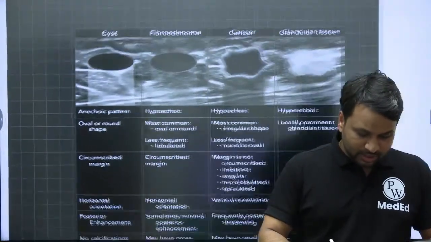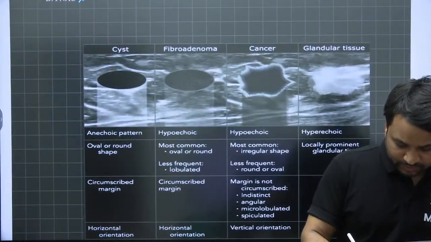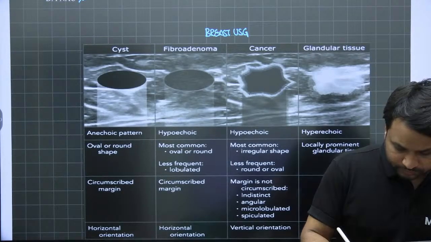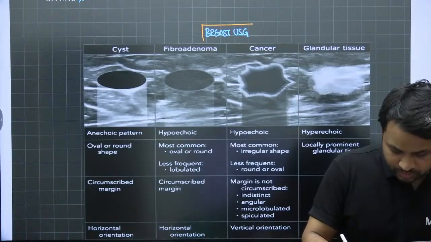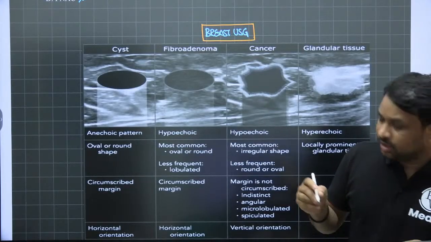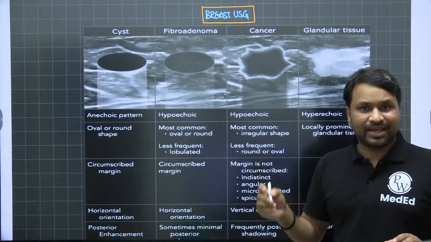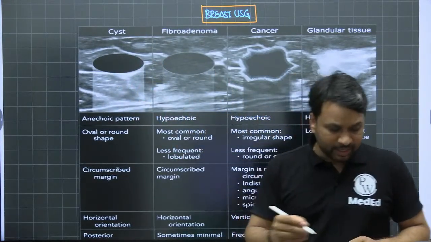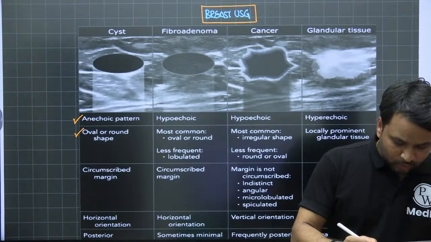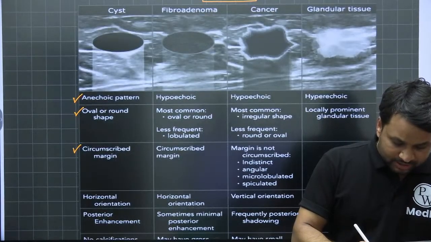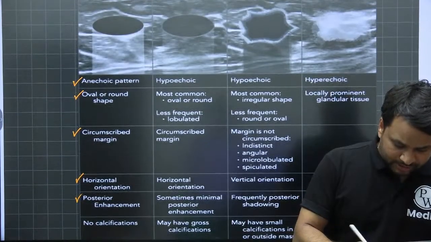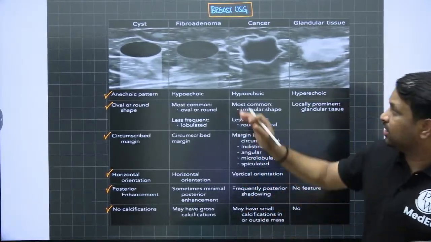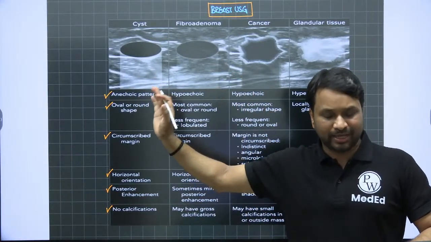Now, this is how the breast ultrasound would look. I've given you the interpretation for breast ultrasound. When you look at the breast ultrasound, you have the breast cyst, the fibroadenoma, the cancer and the glandular tissue. How do you see? Number one, if the borders are uniform, it is anechoic, oval or round shaped, with a well circumscribed margin, horizontal orientation, posterior enhancement, and no calcification. If there's no calcification, it is going to be a simple cyst. You don't need to do anything, only observation.